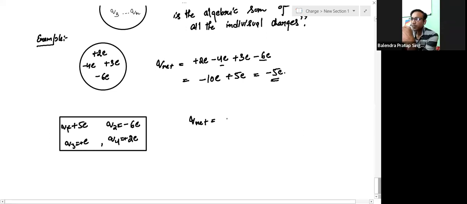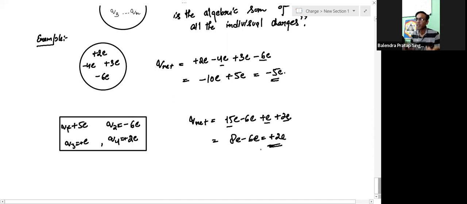Okay, so plus 2e charge. So net charge is plus 5e minus 6e plus e plus 2e, which is plus 2e. This is what we call the additivity property. This property exists because charge is a scalar. If charge were a vector, then this would not happen.